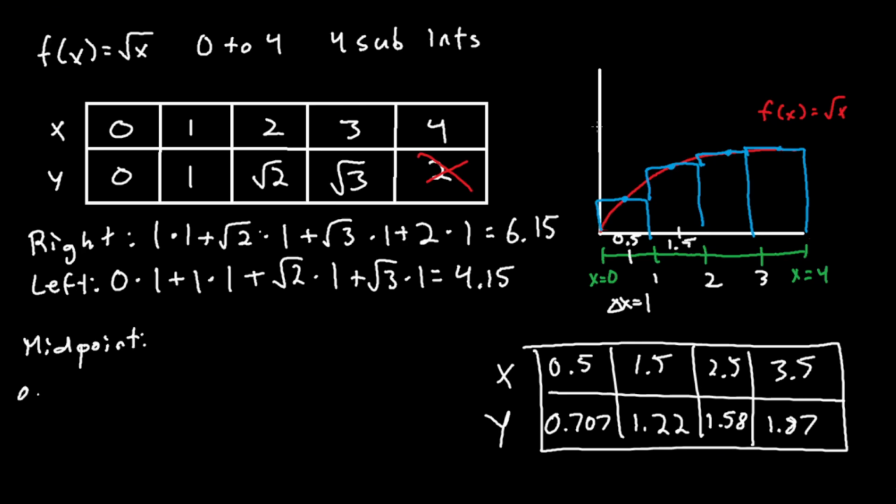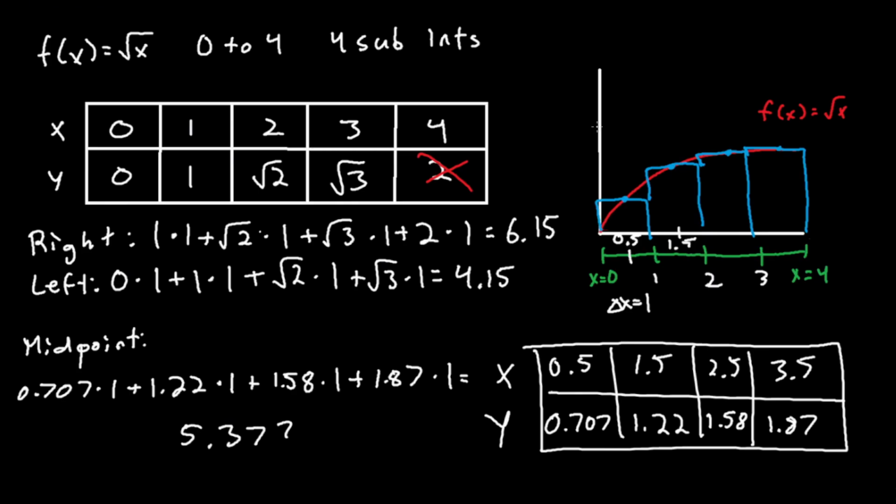So first y value, 0.70 times delta x, which is just 1. Very simple numbers, delta x is just 1. The next y value is 1.22. Multiplied by delta x, we get the area of this rectangle next. Plus 1.58 times delta x. 1.58 is the height of this rectangle, and we multiply by delta x, which is the width of the rectangle, to get height times width, which is the area. And 1.87, the height of this rectangle, multiplied by delta x, is 1. So if we add them all together, you should get a final approximation somewhere around the likes of 5.377.